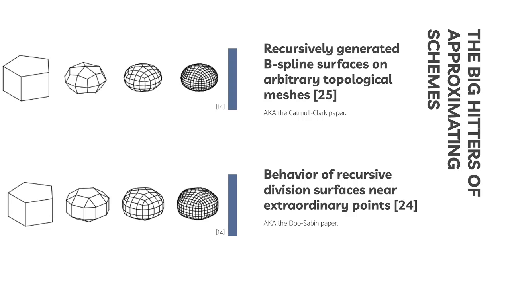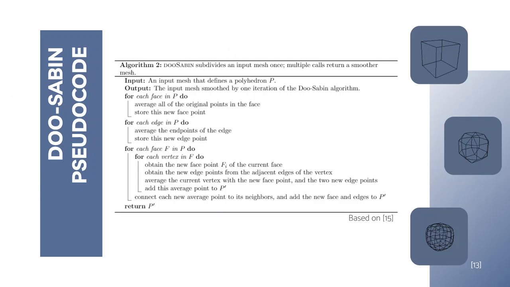Now that we have fully elaborated upon the necessary background information, we are ready to examine the big hitters of the approximating scheme world, which are Catmull-Clark subdivision surfaces and Doo-Sabin subdivision surfaces. Both are centered along the same key notions and were presented in the late 1970s, but as you can see in the images on the left, they yield different results. So we'll begin by examining how the Doo-Sabin algorithm works.